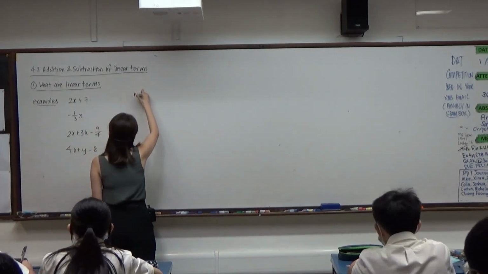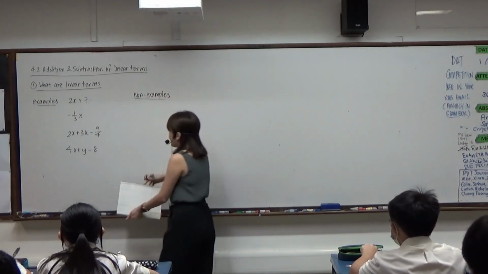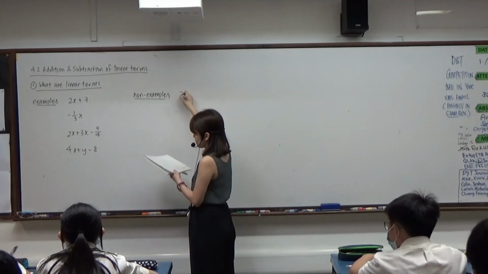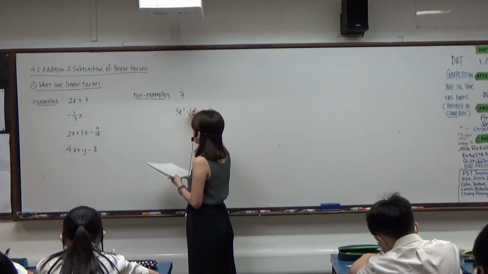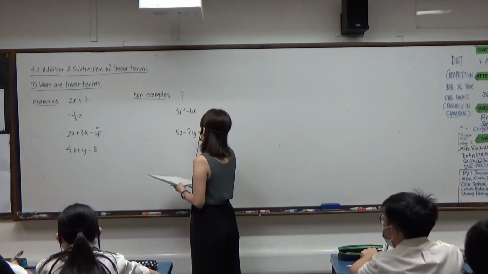Not linear terms, that means your non-examples. I have, for example, things like 7, 3x squared minus 6x, and 5x minus 7y plus xy.